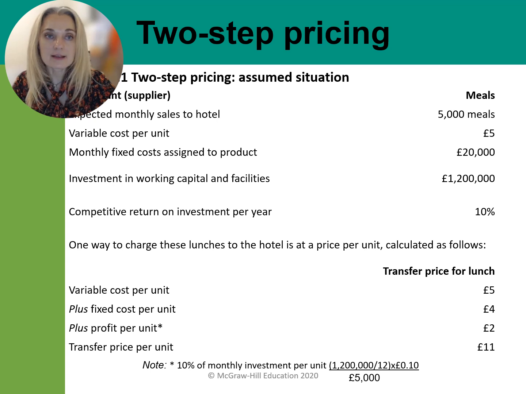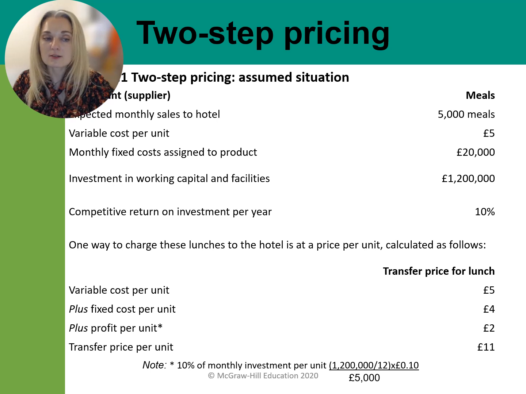Now let's look at an example. Here we have a restaurant supplying a hotel. The estimated amount of meals required is 5,000. We have a variable cost of £5 per meal. The restaurant has a fixed cost of £20,000. They have a working capital investment in facilities of 1.2 million, and they would like to earn a return of 10% on this working capital investment.